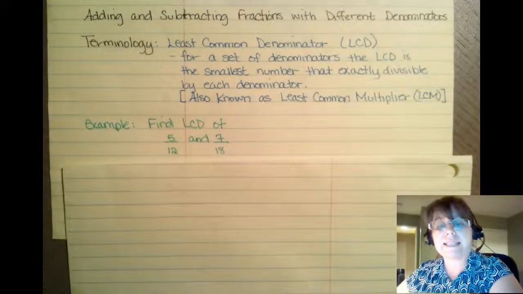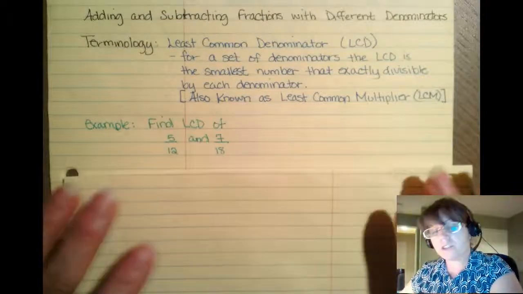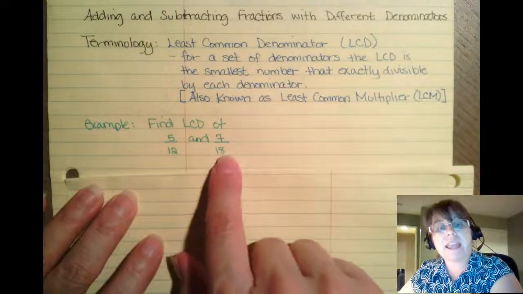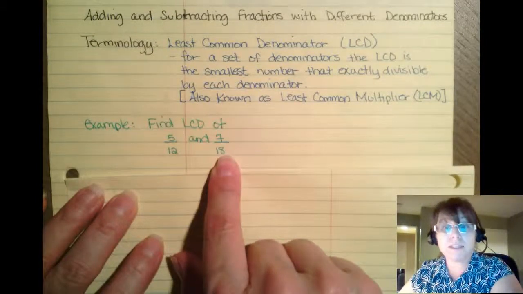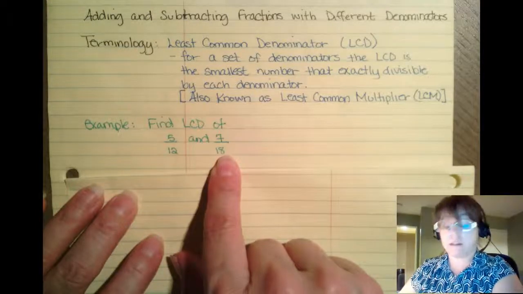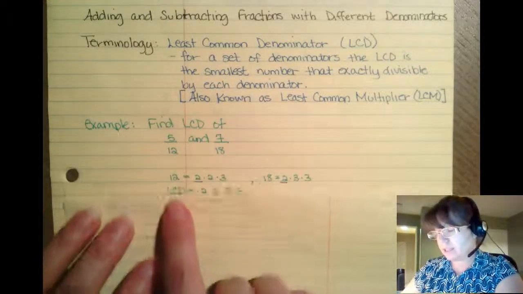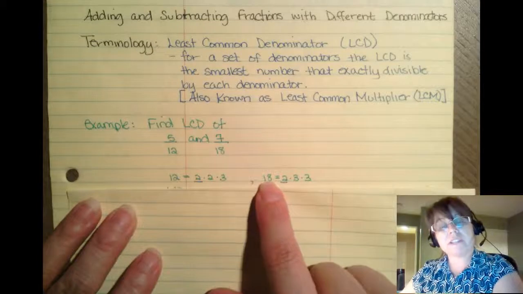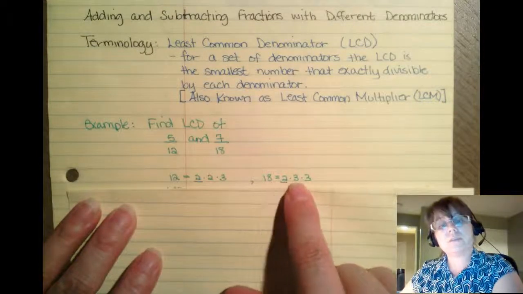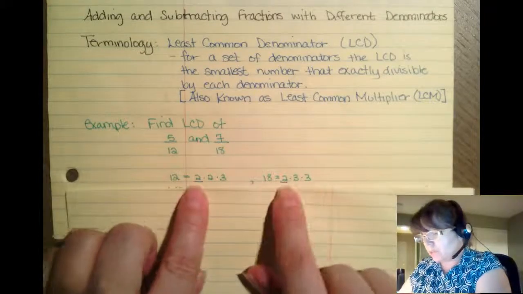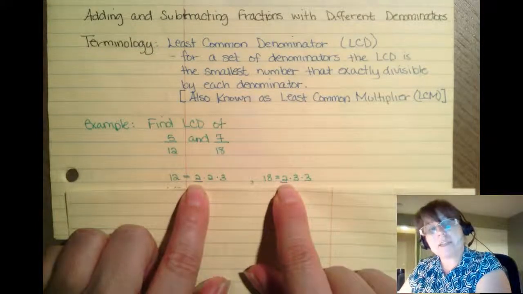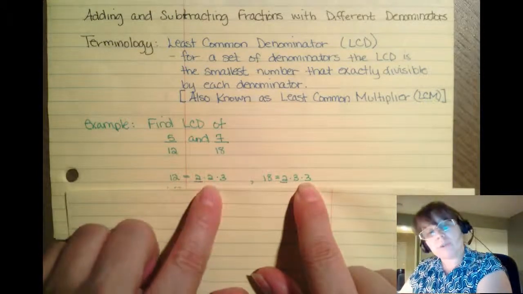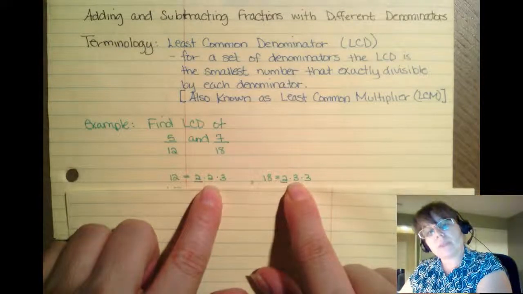So let's find the LCD, least common denominator, of 5/12 and 7/18. The first step we need to do is factor the 12 and factor the 18 so we can see what multiples it consists of, what it's made of. So 12 is going to be 2 times 2 times 3. Prime factorization. 18 is 2 times 3 times 3. Now they both have a 2 in common and they both have a 3 in common, but the 12 has an extra 2 and the 18 has an extra 3.